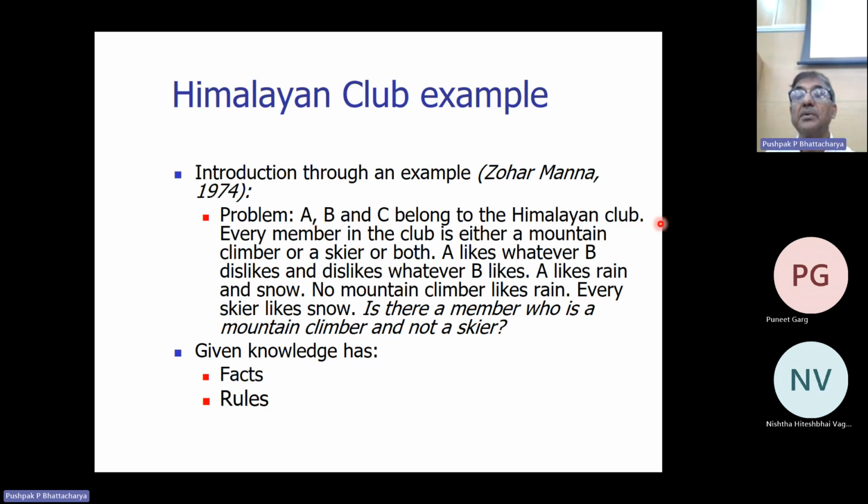A, B, and C belong to the Himalayan Club. Every member in the club is either a mountain climber or a skier or both. A likes whatever B dislikes and dislikes whatever B likes. A likes rain and snow. No mountain climber likes rain. Every skier likes snow. Is there a member who is a mountain climber and not a skier? Out of these A, B, C, is there anybody who is a mountain climber and not a skier? This is like a standard puzzle which you often meet.